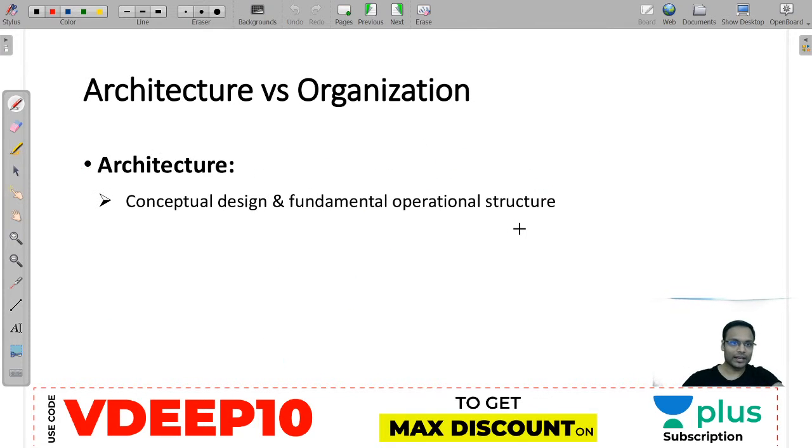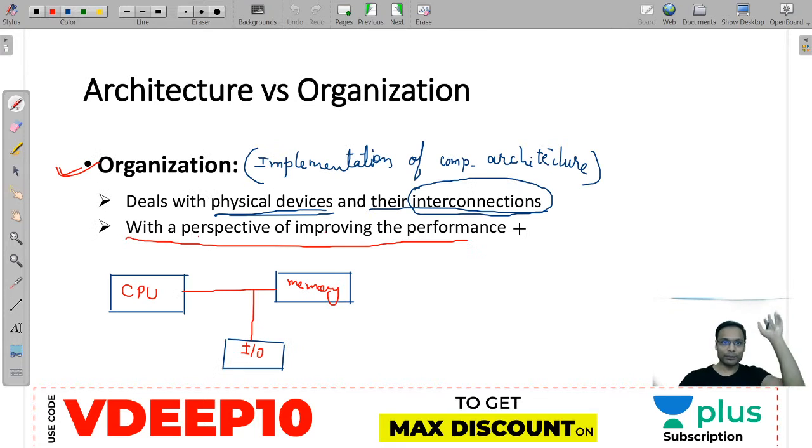So you have taken an architecture, you have started implementing it, and you are saying that my CPU is communicating with memory, my CPU is communicating with IO, memory is also communicating with IO. Now you need to implement this communication in such a way that the performance of the system can be improved.